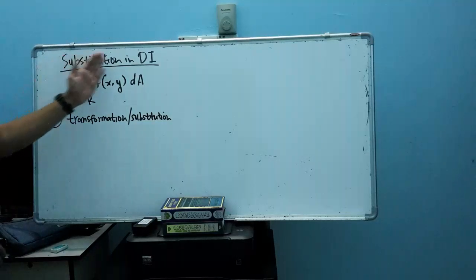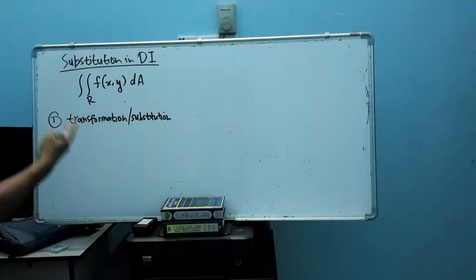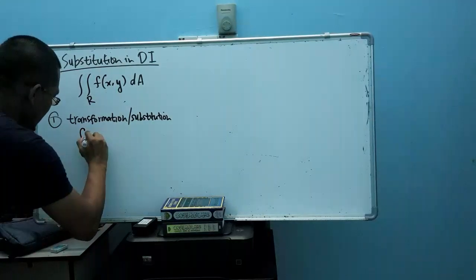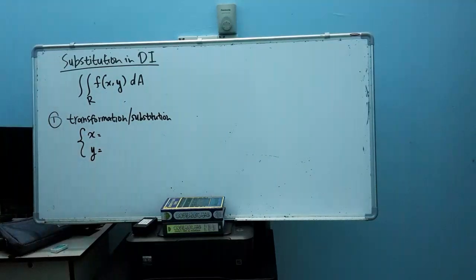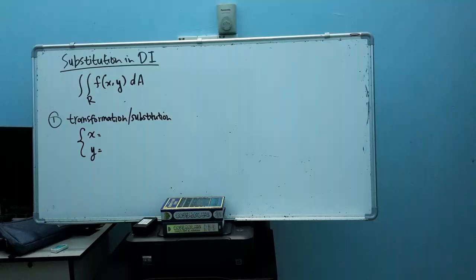But now when we have a double integral, since here we have two variables x and y, it means we will have two substitutions, or I can say two transformations. The first one for x, and the second one for y. So in the double integral you need to substitute two variables, x and y, because your function has two variables. When you want to substitute, you need to substitute both of them.